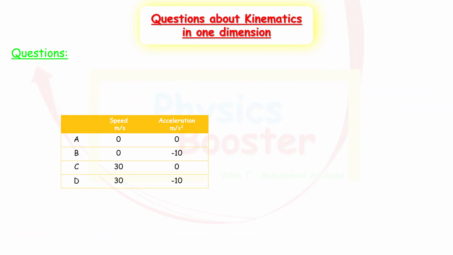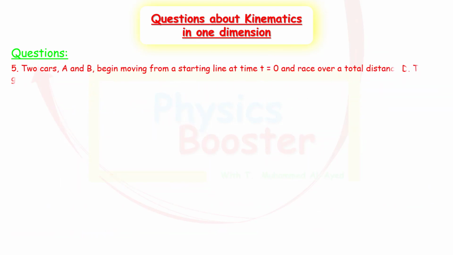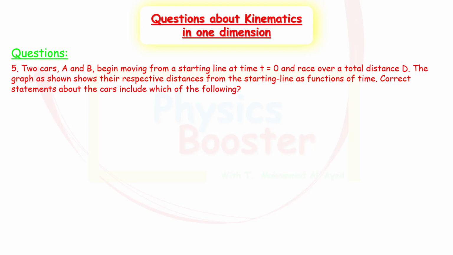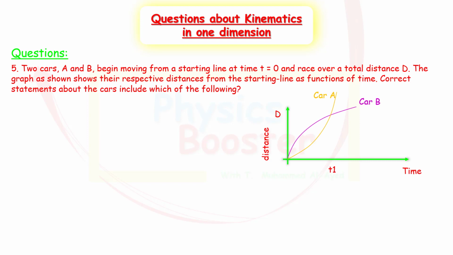Okay? Next question. 2 cars A and B begin moving from start at time equal to 0 and race over the total distance equal to d. The graph as shown shows the respective distances from the starting line. So we are dealing with the distance versus time graph. For this distance versus time graph, we have 3 types of graphs. We have the linear, we have the constant, and we have the curved, and we can see that we are dealing with the third case because this is a curved graph.